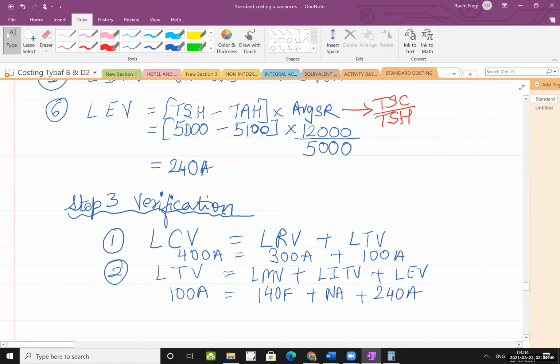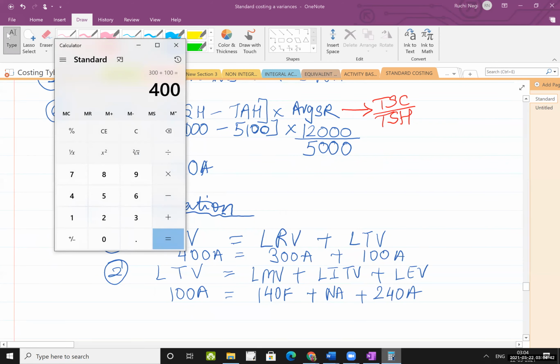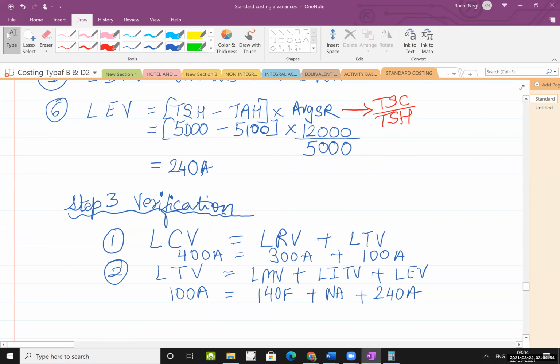Okay. Then same for time variance. 140 favorable, idle hours नहीं है तो 0, and labor efficiency is how much? 240. So minus plus minus. So it becomes 100 adverse. So my LHS is equal to RHS. So obviously this sum is right. I mean the solution is right. Okay, clear about it?